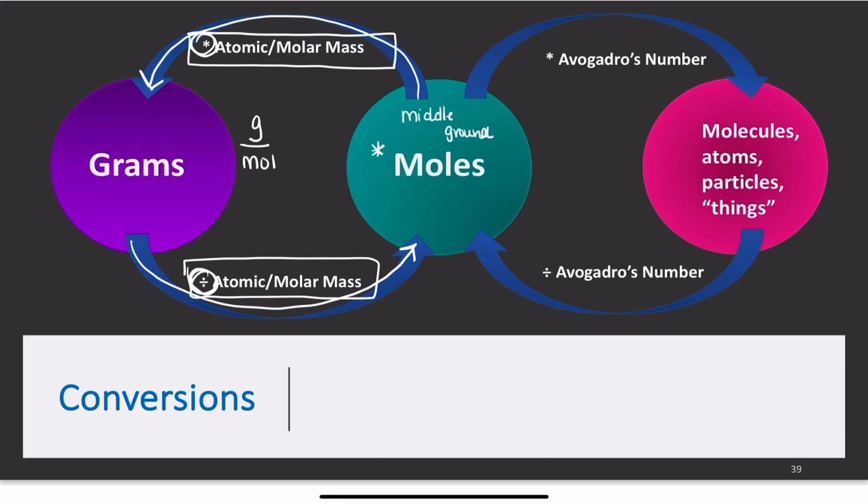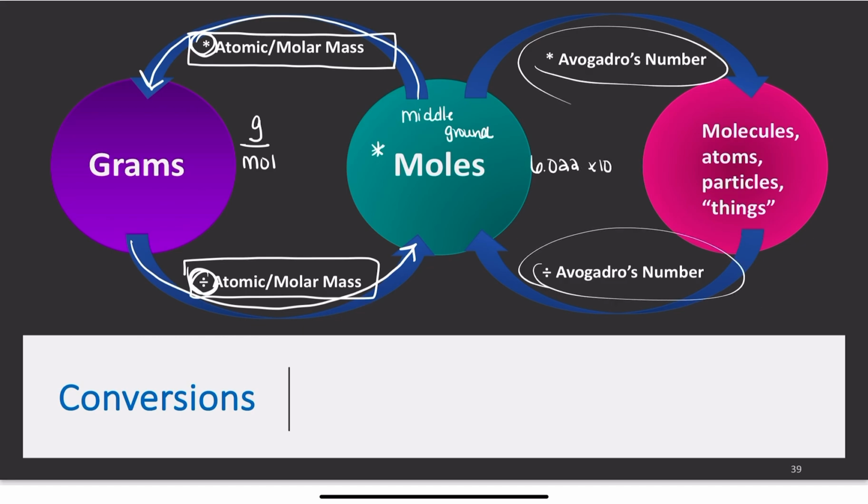If I'm going between molecules, atoms, particles, and things, I'm using Avogadro's number. That is that 6.022 times 10 to the 23rd things per 1 mole of things. Whatever that thing may be, molecule, atom, particle, ion, compound, doesn't matter.